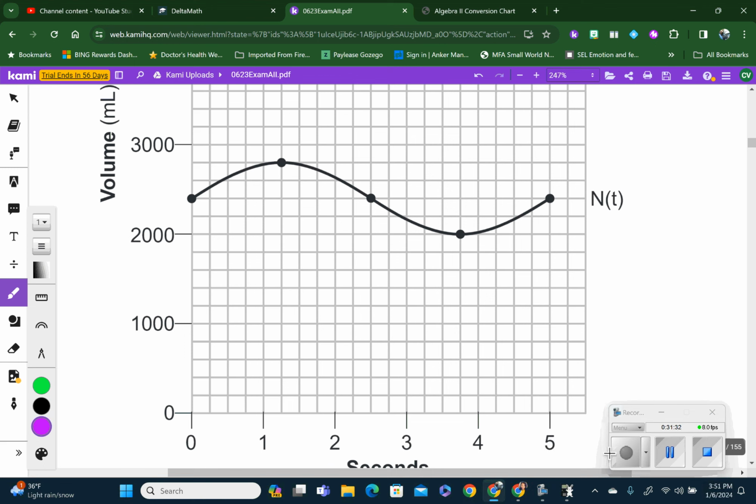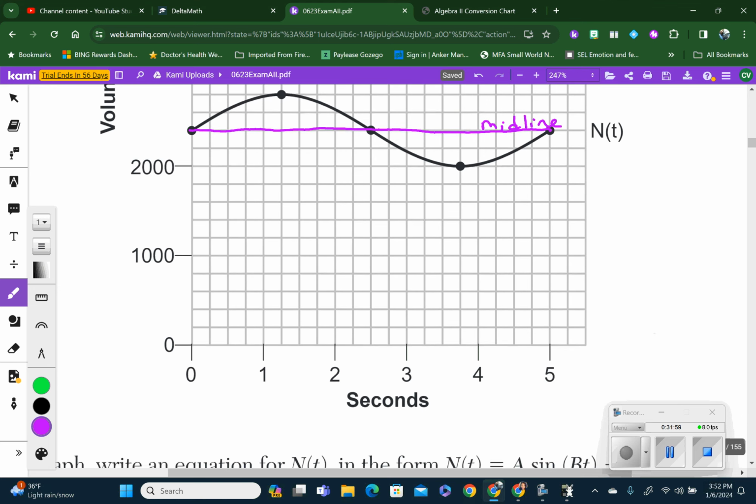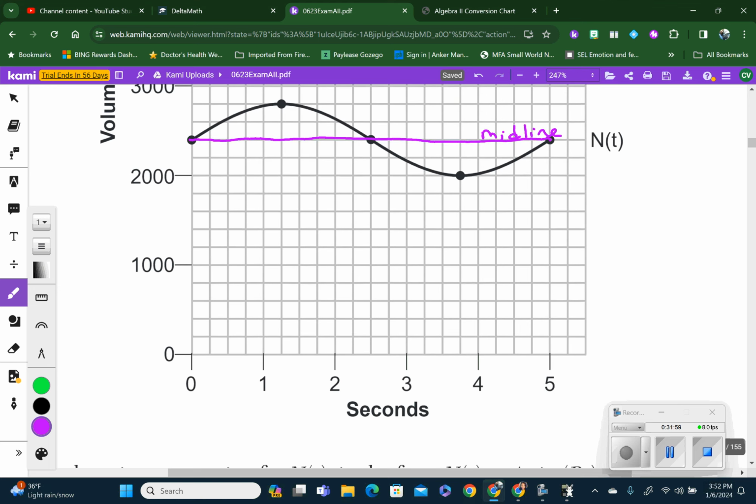The first thing is I see a graph. This graph is literally wavy, right? It goes up and down, and then it's going to repeat. Anyway, let me erase that. What I want to do first is find the middle of my graph. This is called the midline, and I want to find out what number this is.